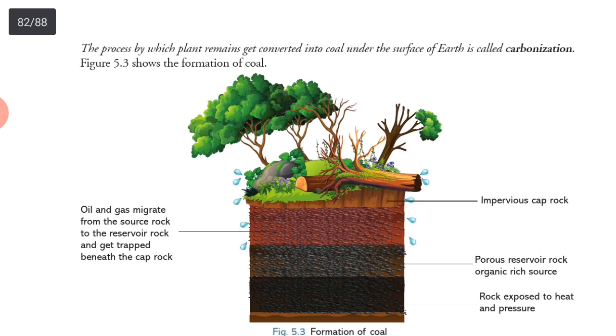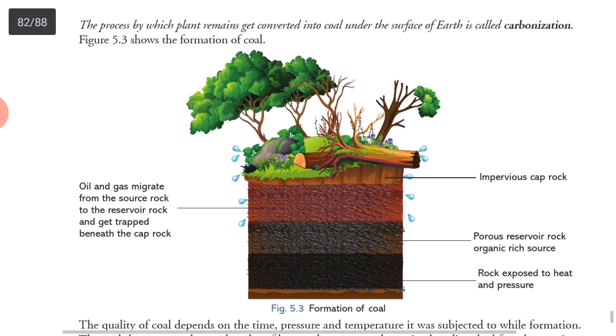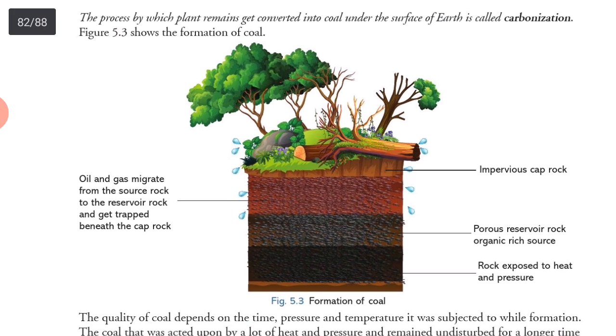You can see the process by which plant remains get converted into coal under the surface of the earth is called carbonization. In the picture, you can see how oil and gas are formed: rock exposed to heat under pressure, pores, reservoirs, organic rich source rock, impervious cap rocks. Oil and gas migrate from the source rock to the reservoir rock and get trapped beneath the cap rock.